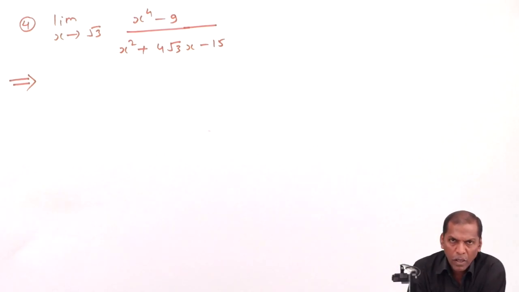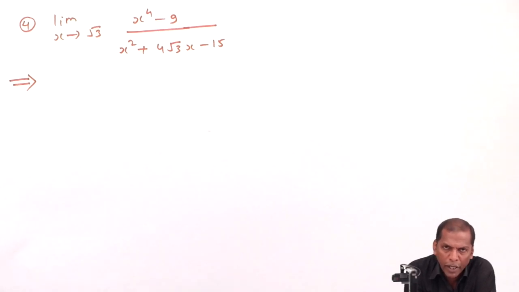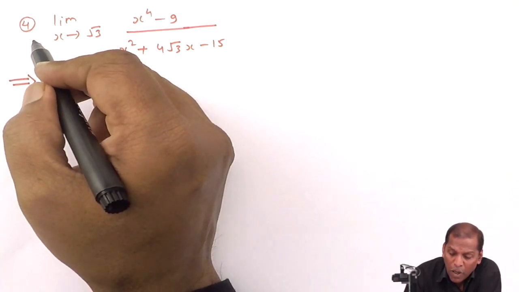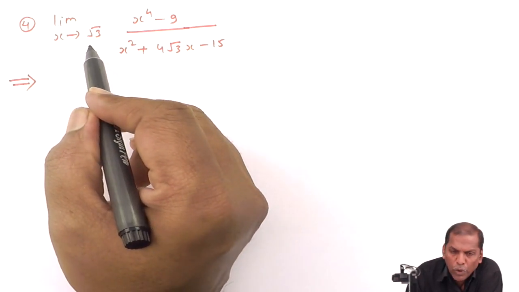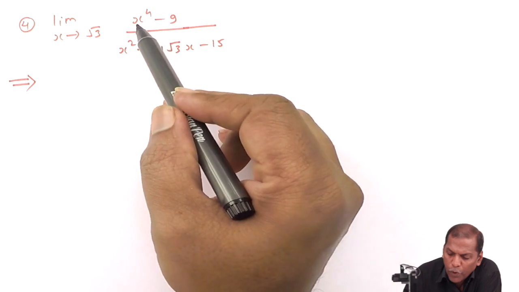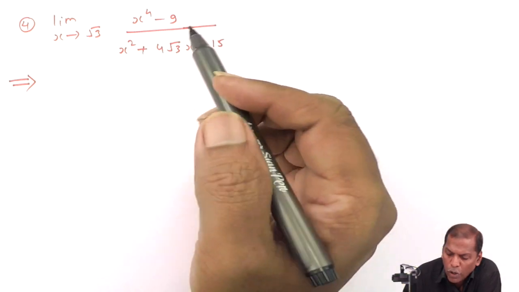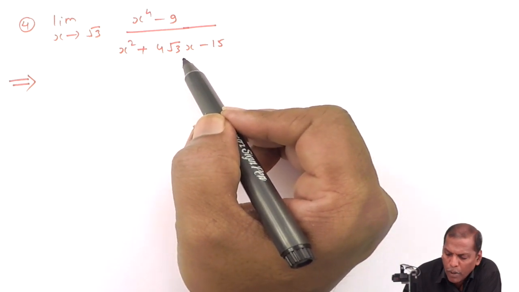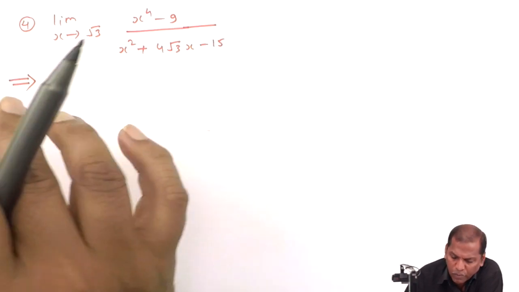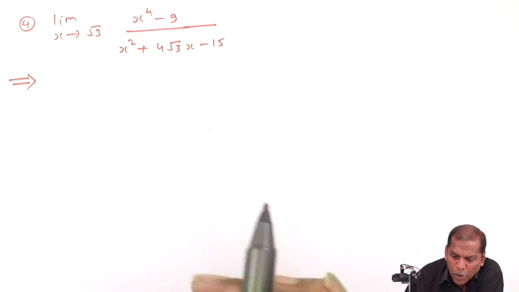Hello friends, now we see the subtopic 8, problem number 4, which is also based on factorization method of chapter limits. The problem number 4 is limit x tends to root 3 of (x raised 4 minus 9) upon (x square plus 4 root 3 into x minus 15). Now let's see the solution.